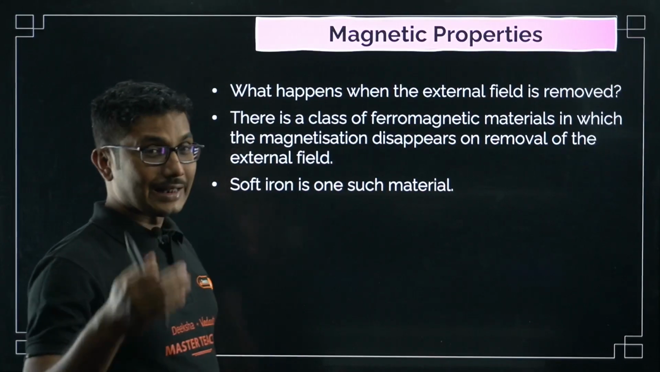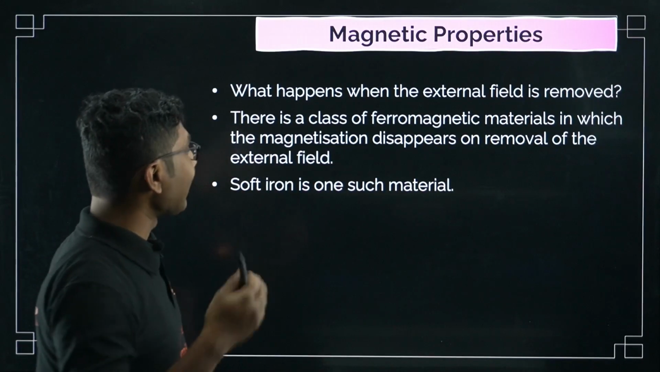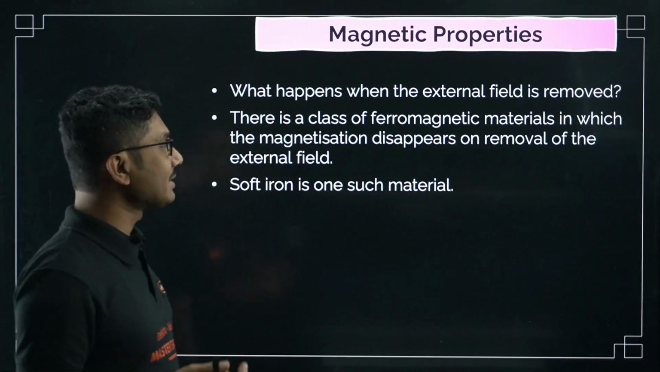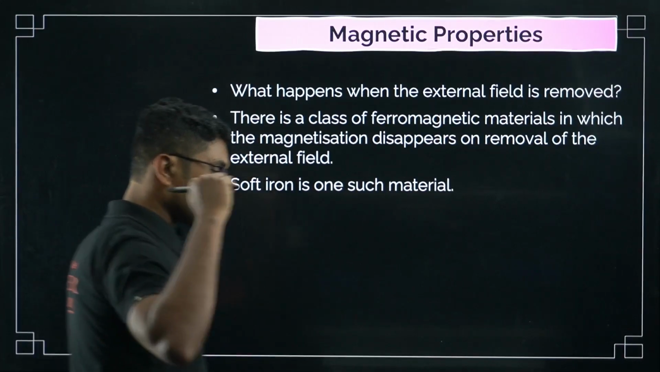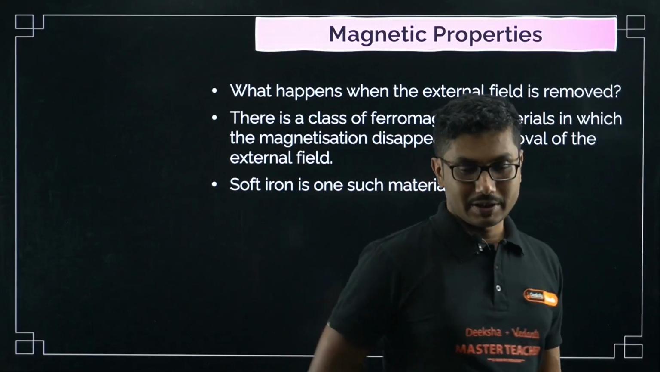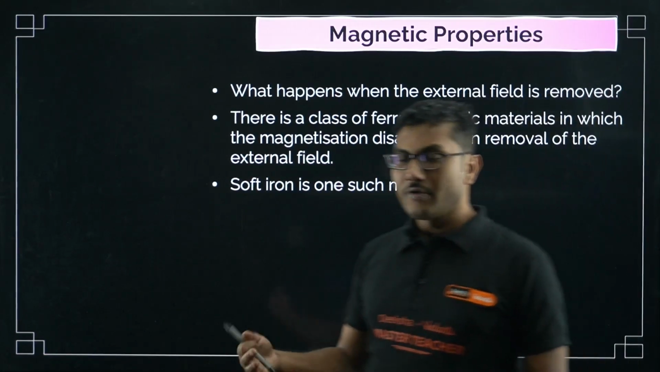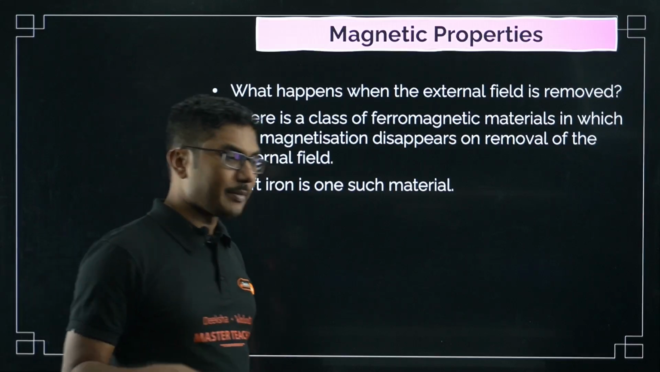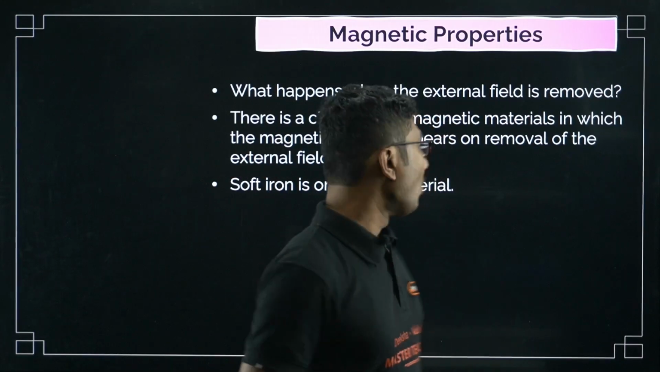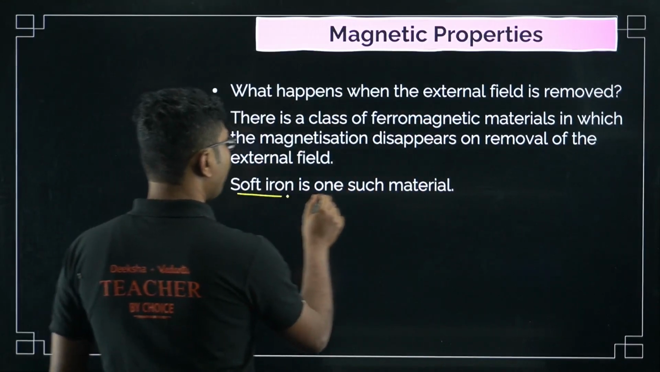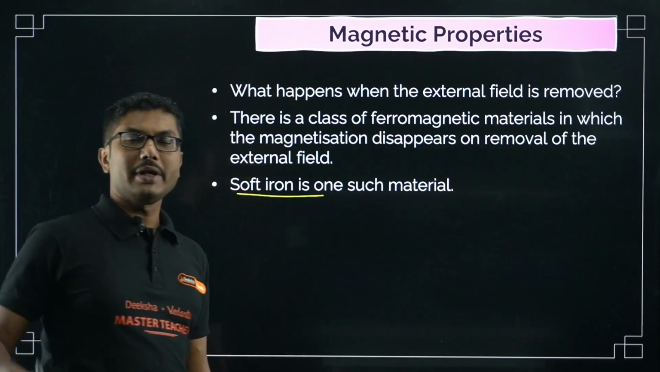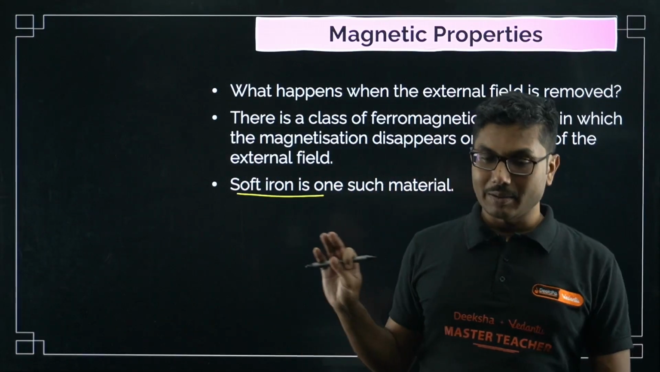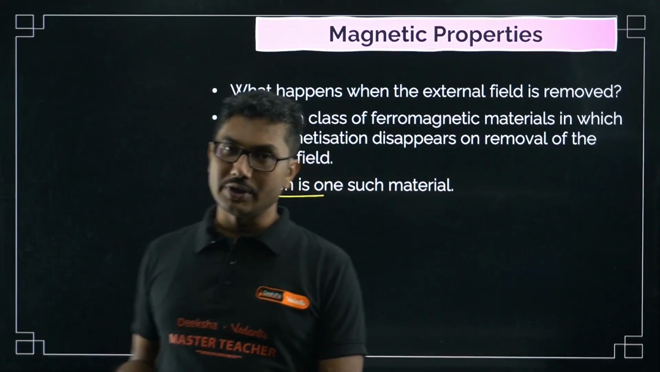Now let's look into some other materials. There is a class of ferromagnetic materials in which the magnetization disappears on removal of the external field. So we have learned about hard ferromagnetic materials, right? There are some soft ferromagnetic materials. They lose their magnetic properties once the external magnetic field is removed. One such example is soft iron. Even if you remove the magnetic field, it loses its magnetic properties almost immediately.